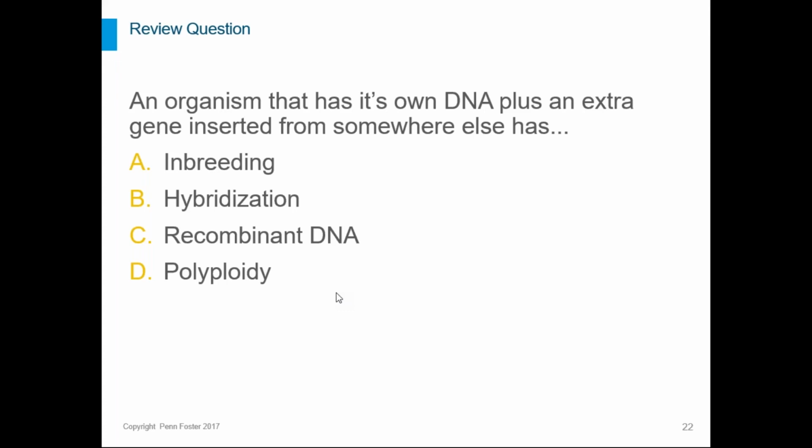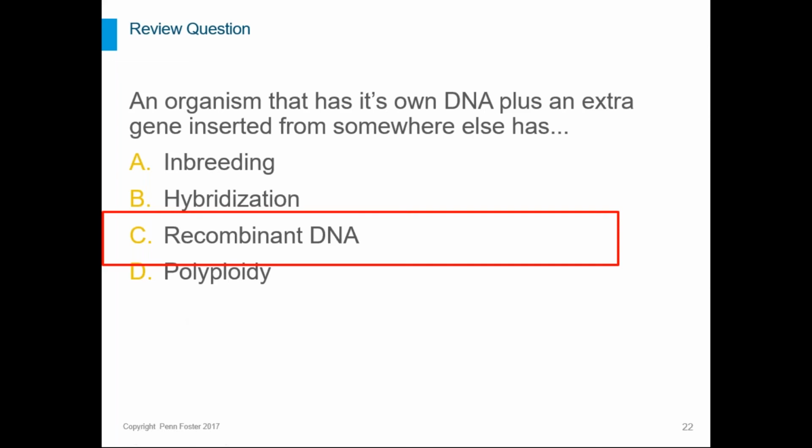Okay, another review question. An organism that has its own DNA plus an extra gene inserted from somewhere else has what? The term for that is either A, inbreeding, B, hybridization, C, recombinant DNA, or D, polyploidy. I'll give you 10 seconds to think about it. And the correct answer is recombinant DNA. Again, that term means it's the original DNA from the organism plus an extra gene that got stuck in there that came from something else.